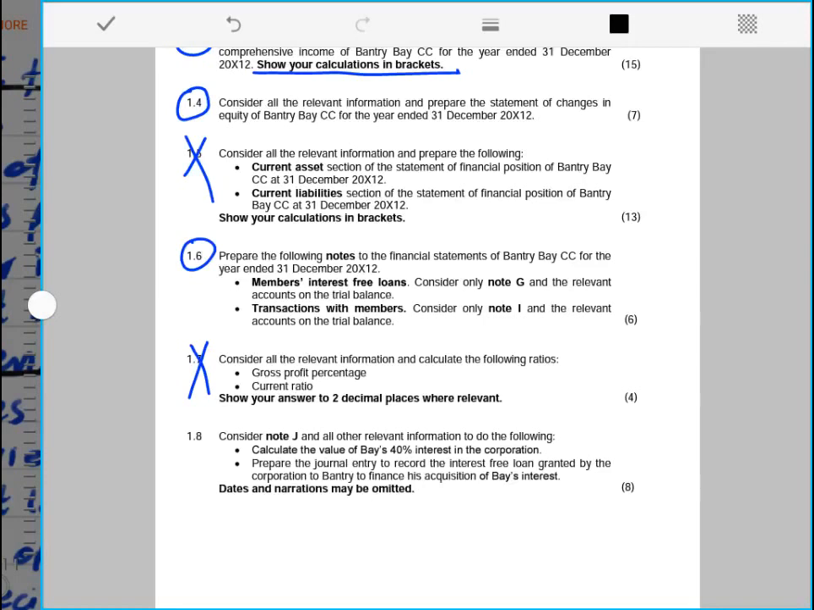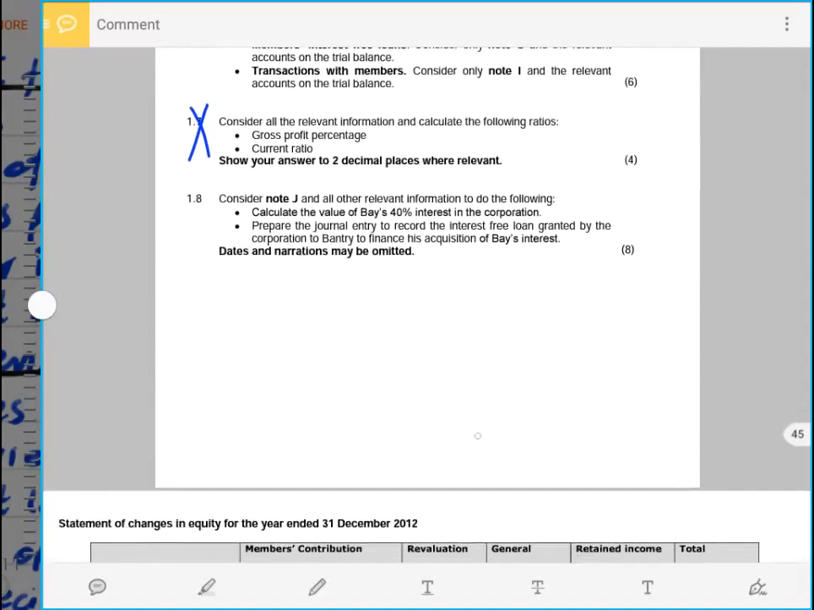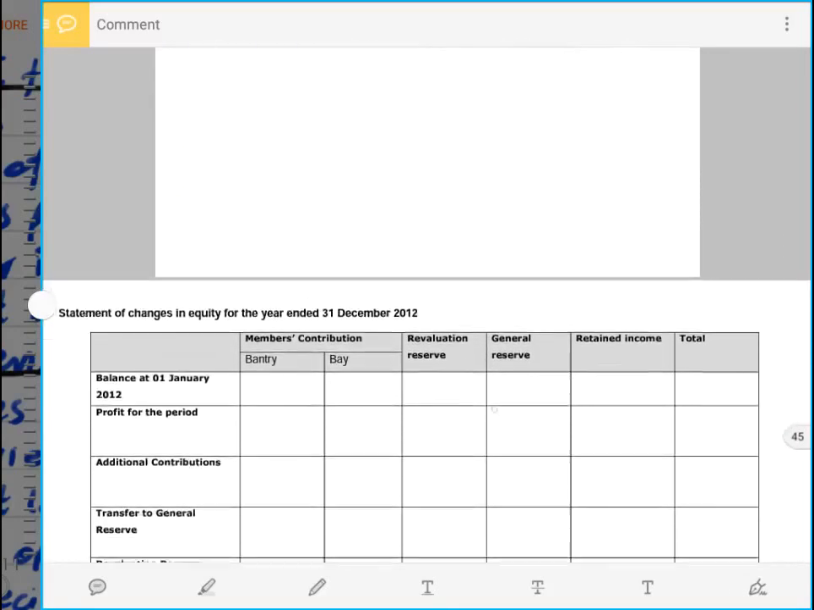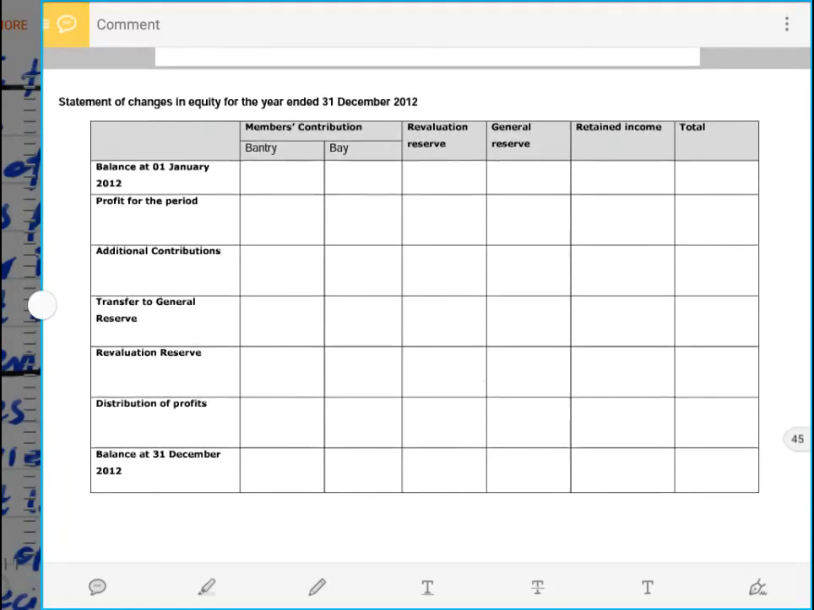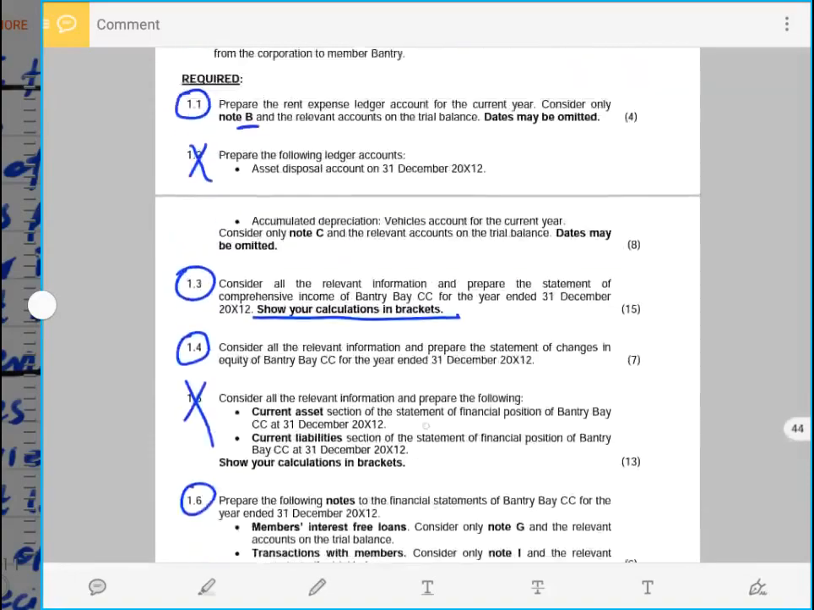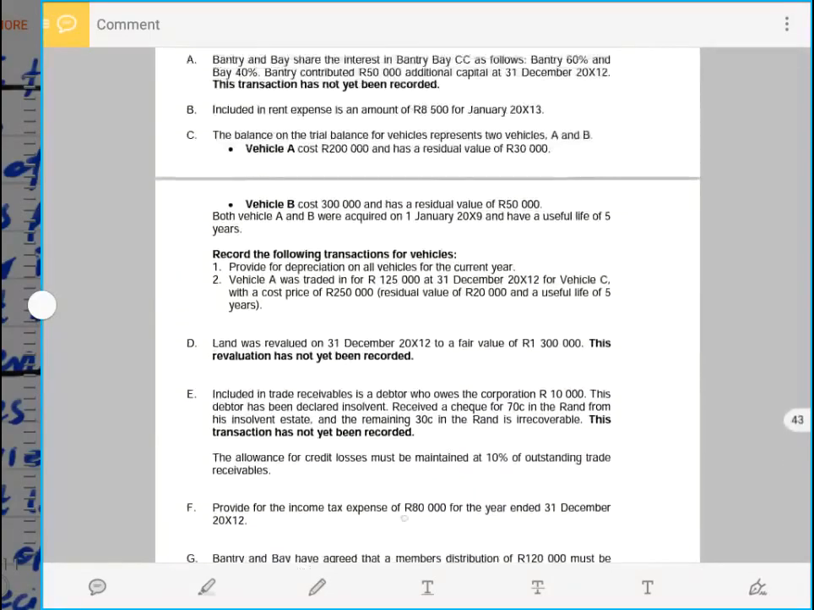1.8, consider note number J and other relevant information to do the following. Calculate the value of Bentley's 40% interest in the corporation. I think I'll do this combined with other question papers in a separate video, just the calculation of the interest. That was requirement 1.8, and I already have the statement of changes in equity for this close corporation. So now I have everything prepared for you. I'll just paste the amounts wherever I am dealing with the adjustments.